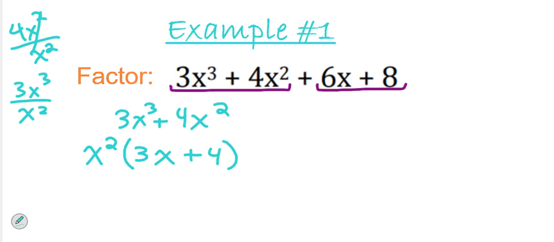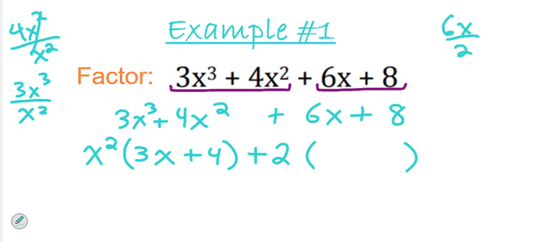So with my second group, I'm going to write that down. And I'm going to look at my numbers. What goes into 6 and 8? 2 goes into both of them, right? So I'm going to factor out my 2. And is it a positive 2 or a negative 2? It's a positive 2. I have to put that plus in between. All right, so what's left? If I do this to the side, 6x divided by 2 gives me a 3x. And of course, 8 divided by 2 gives me a 4, and that's positive 4.